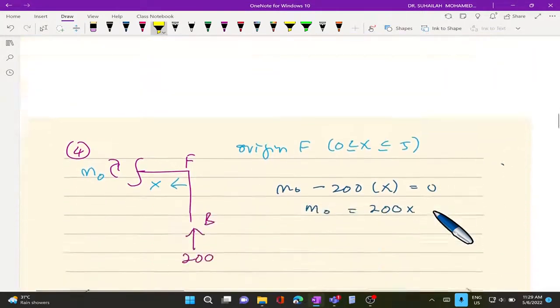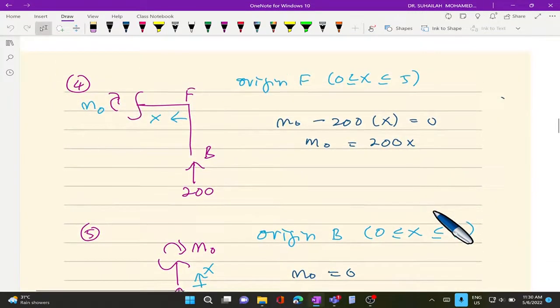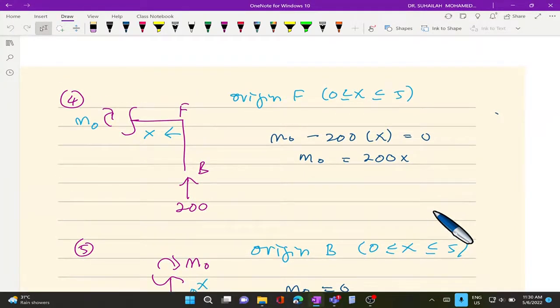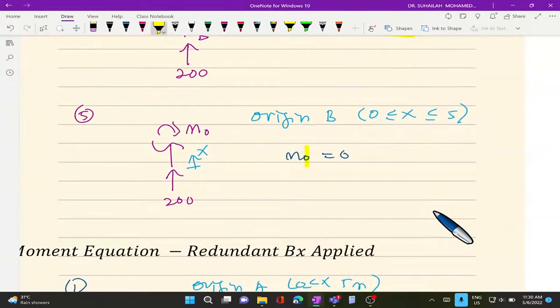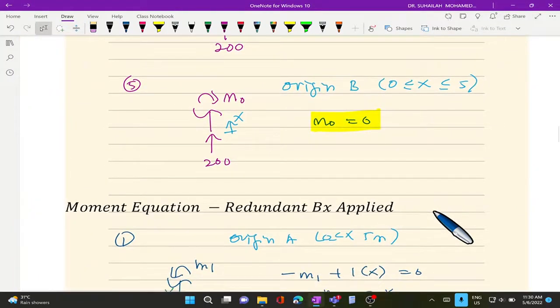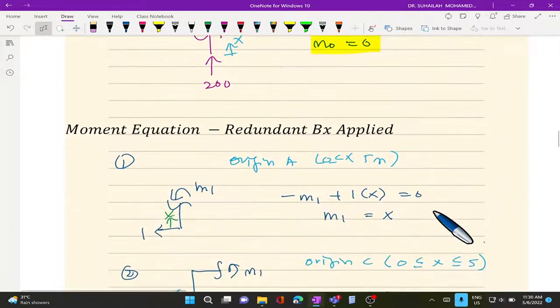Remember the origin and the limit in the diagram. So this is for section number 4, and this is for section number 5. Okay, settle the primary frame. We move to the redundant frame.